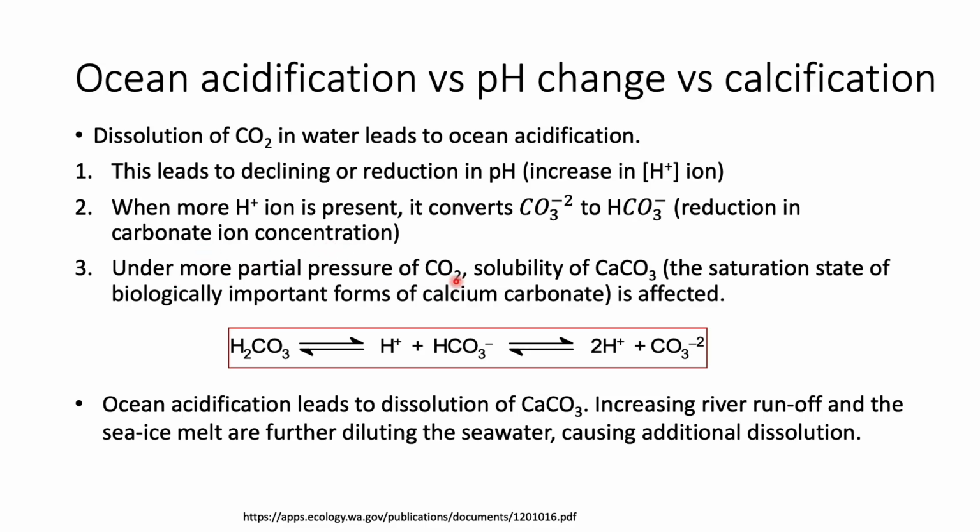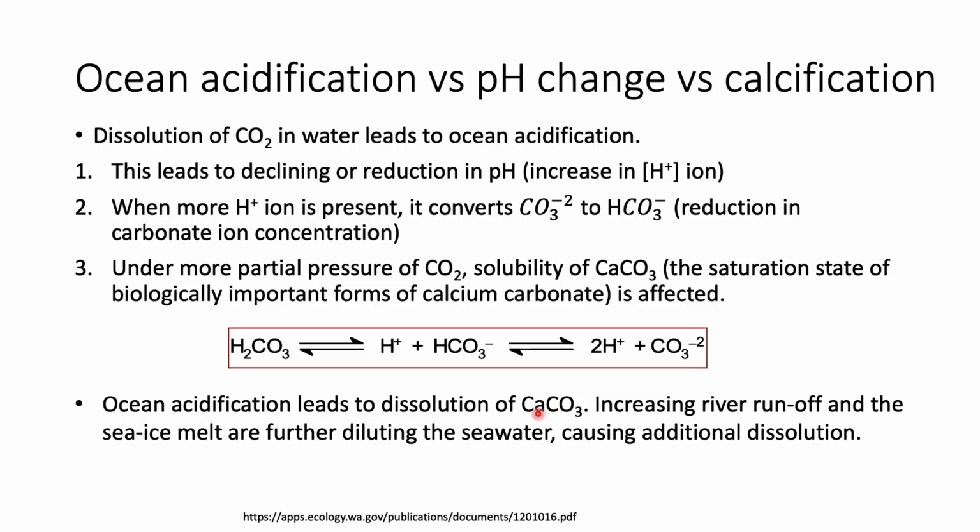Under more partial pressure of carbon dioxide, the solubility of calcium carbonate, that is the saturation state of the biologically important form of calcium carbonate, is affected. So this is the major change that we are actually worried about. The ocean acidification leads to dissolution of calcium carbonate. Increasing river runoff and sea ice melt are further diluting the seawater, causing additional dissolution. So this is what we are actually going to understand.